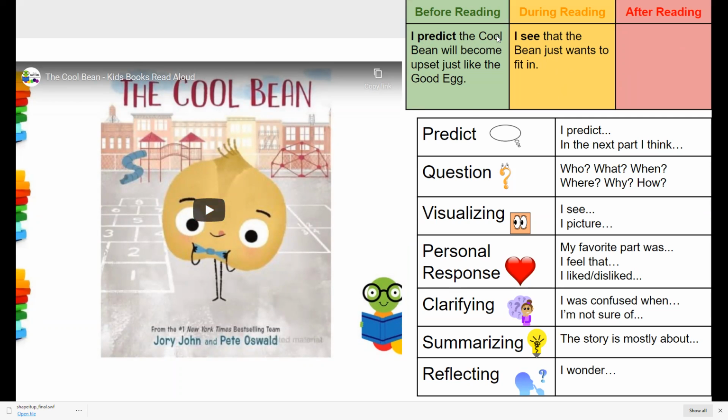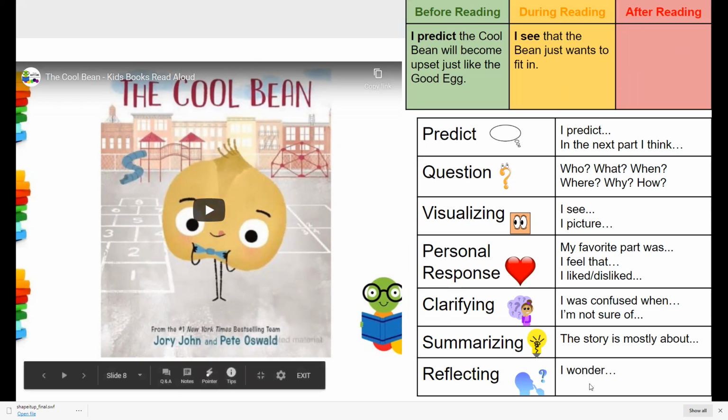Remember, these stems up here are to help you, but you can use any of these think aloud stems from our chart.